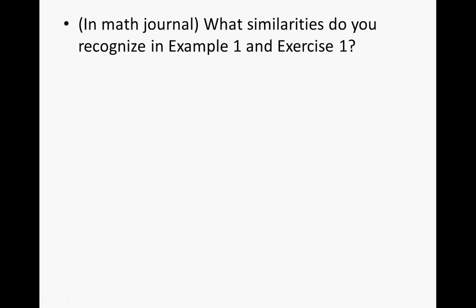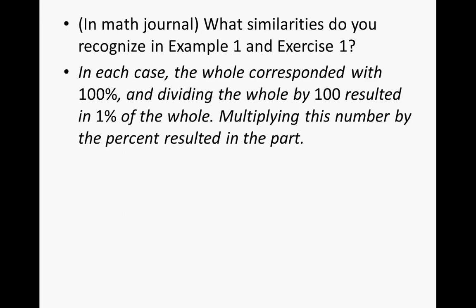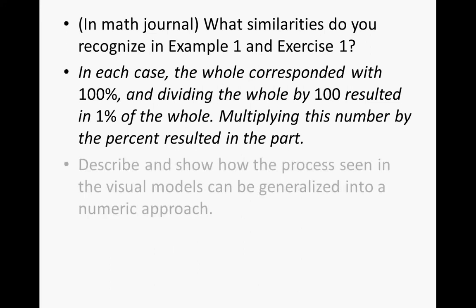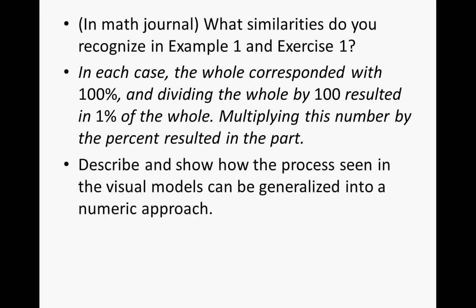So now back to our math journal. What similarities do you recognize in example 1 and exercise 1? Well, in each case, the whole corresponded with 100%, and dividing the whole by 100 resulted in 1% of the whole. Then multiplying this number by the percent resulted in the part. So describe and show how the process seen in the visual models can be generalized into the numeric approach.